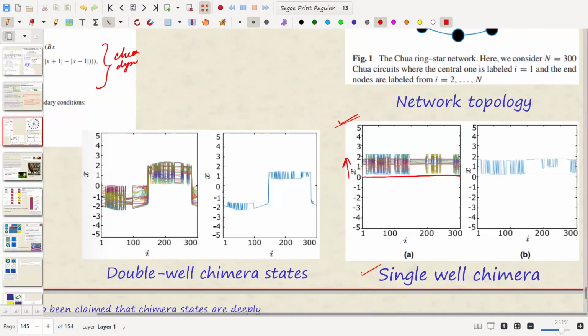And you can see a lot of colors. These are all 300 different colors.